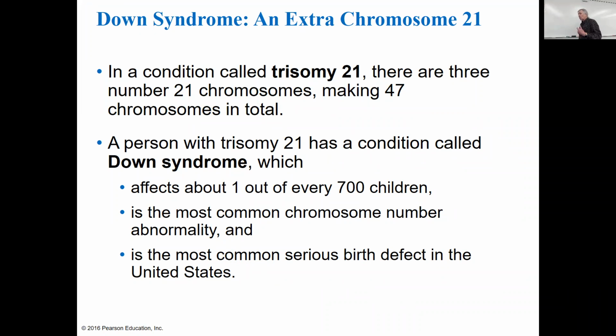In the case we call trisomy 21, there are three number 21 chromosomes making 47 chromosomes altogether. As I said, having an extra chromosome is called a trisomy. So we have 23 pairs of chromosomes. Trisomy 1 through 17, fatal, miscarriage. These people will not be born. But trisomy 18 through 23 are viable, and some with some problems.